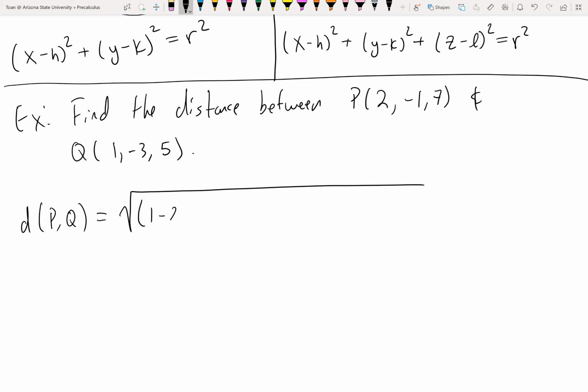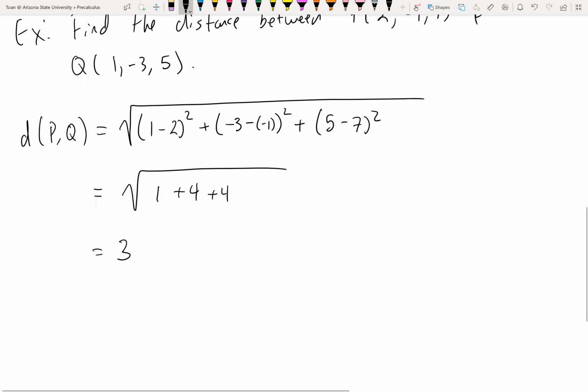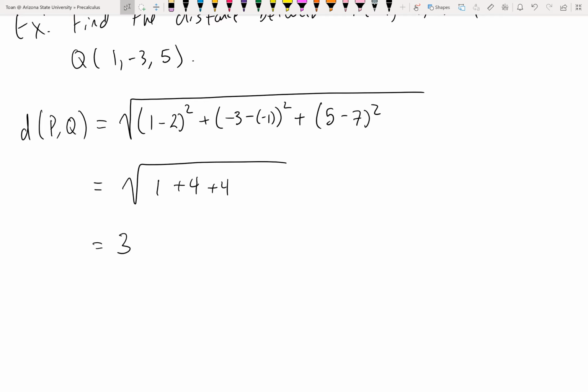So subtract the x's and square it, plus subtract the y's and square it, plus, this is the only difference in 3 space, you have a z component to handle. Subtract the z's and square it. So what's that going to be? That's 1 squared is 1, so that's 2, 4, that's 2, 4, that's 4, 4, 8, 9, so the whole thing is 3. So we know that the distance between these 2 points is 3 units long. Sometimes it'll be a nice clean number like this, sometimes you'll have radicals, but that should be no problem.